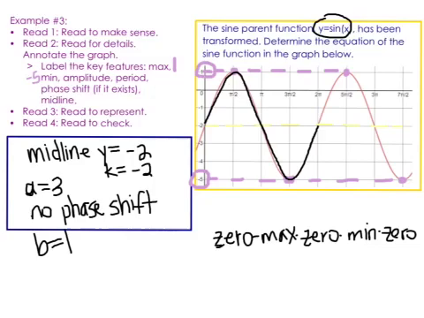And so I think I'm ready to write my equation because I have accounted for my A, my B, my H is 0 since there is no phase shift, and my K. I also know this is a sine function. So my equation, my answer here, is going to be y equals 3 times sine of x minus 2. And this is the equation of the graph shown in this example.